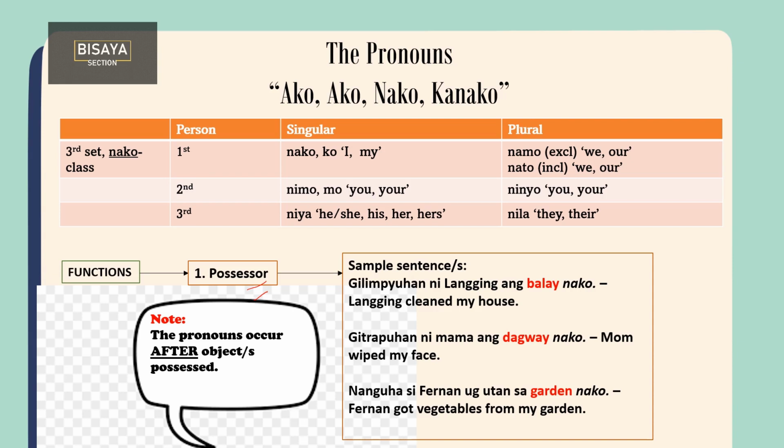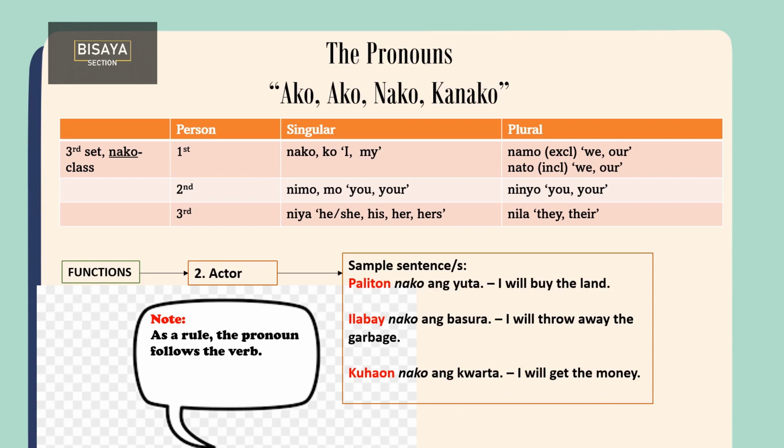For example, gilimpyuhan ni Langging ang balay nako. Langging cleaned my house. Balay is the object, and then nako is the pronoun. Gitrapuhan ni Mama ang dagway nako. Dagway nako is my face. Mom wiped my face. Nanguha si Fernan og utan sa garden nako. Fernan got vegetables from my garden.